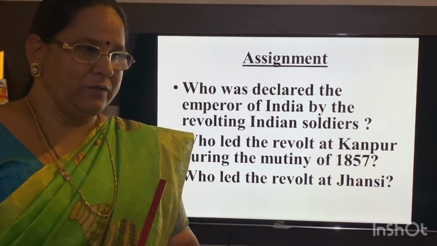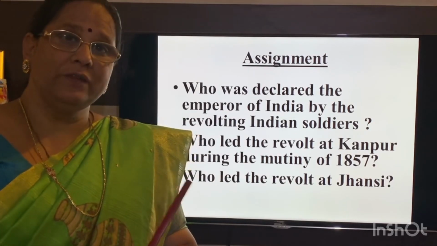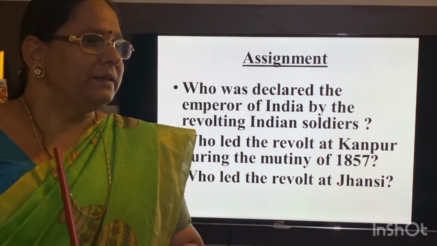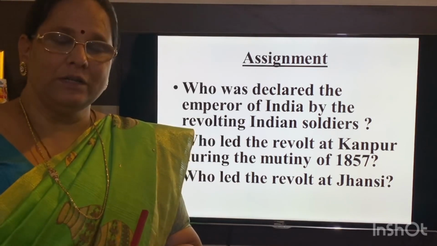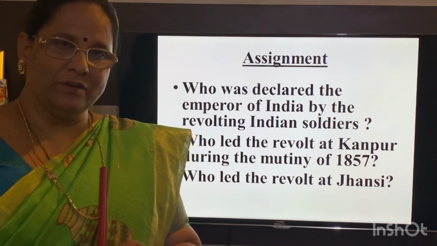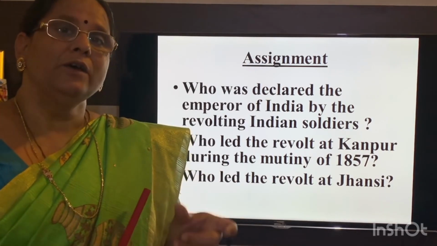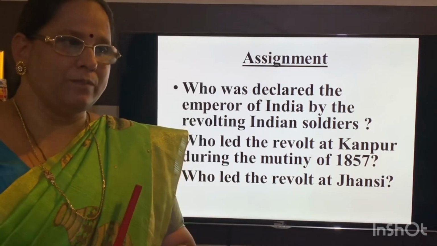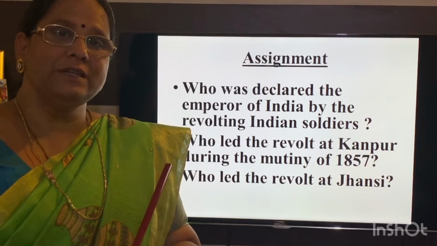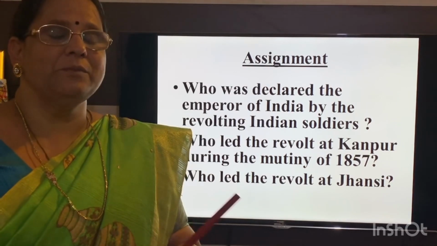The next question. Who was declared the Emperor of India? The same answer. What is the answer? Bahadur Shah. The next one is who revolted in Kanpur? Nana Sahib. You have to remember. And you can also write who assisted him, Tatya Tope. The next question is who led the revolt of Jhansi? It was Rani Lakshmibai.